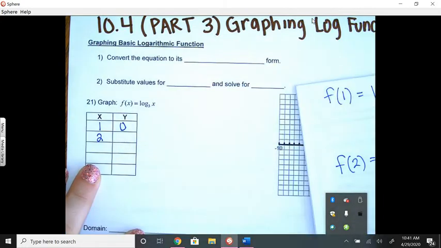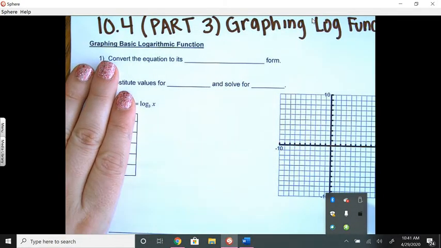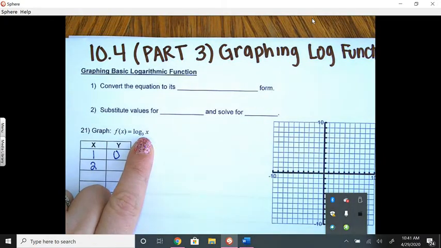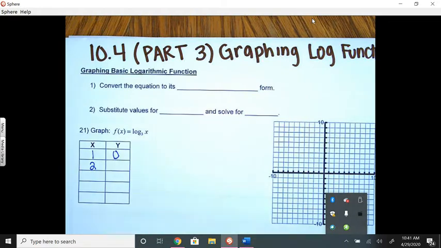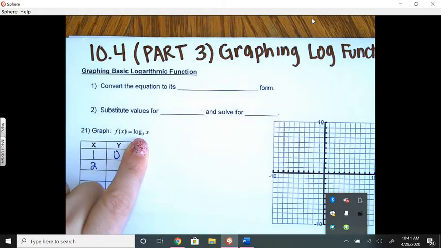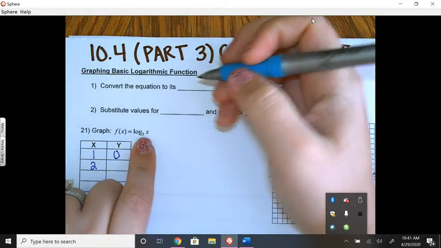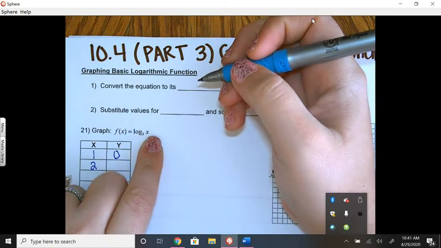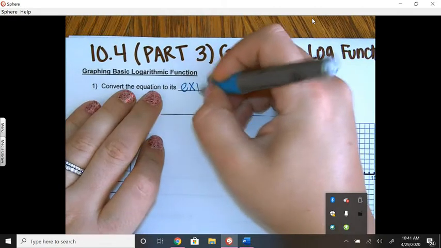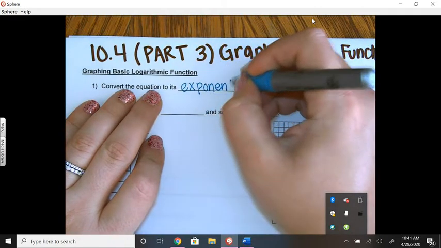Now I have some steps here, and this is how I prefer to do it. Since a log can be changed into an exponential, that's how I prefer to do it, just like you could change a fraction to a decimal. It's a different version of it. So the first step is, instead of graphing logs, since we just talked about in the last video how to graph exponentials, I'm going to choose to convert the equation to an exponential function, and we'll talk about why I choose to do that in a moment.